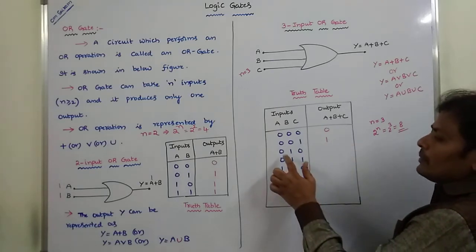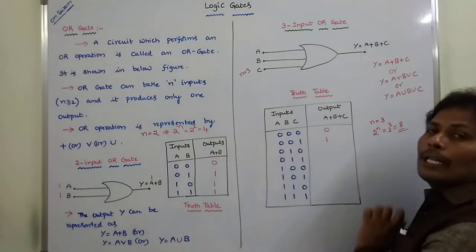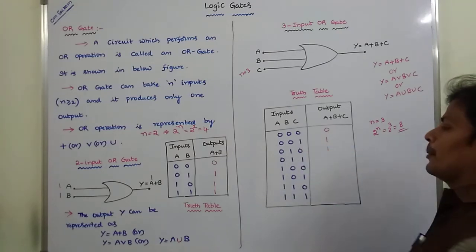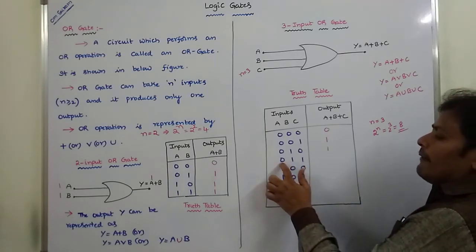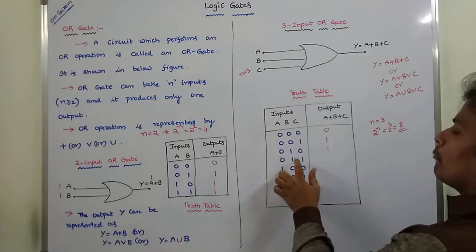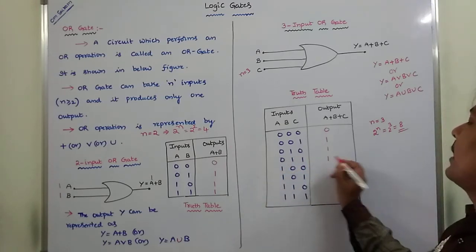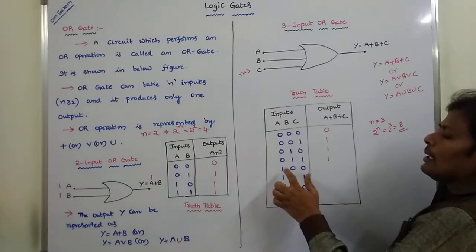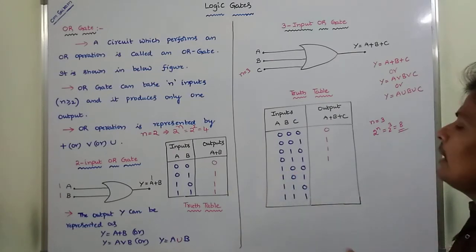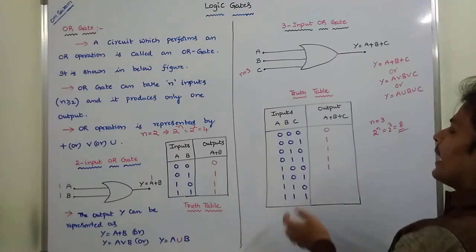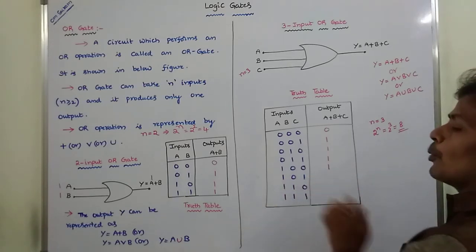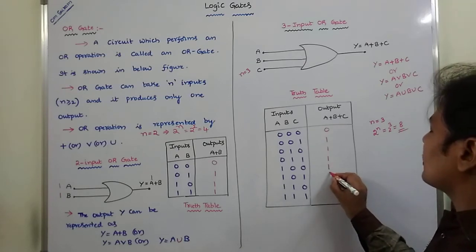Next one, A value 0, B value 1, C value 0. The output is 1, 0 plus 1 plus 0. Next one, A value 0, B value 1, C value 1. So 0 plus 1 is 1, 1 plus 1 is 1. Next one, A value 1, B value 0, C value 0. 1 plus 0 is 1, 1 plus 0 is 1. Next one, A value 1, B value 0, C value 1. 1 plus 0 is 1, 1 plus 1 is 1.